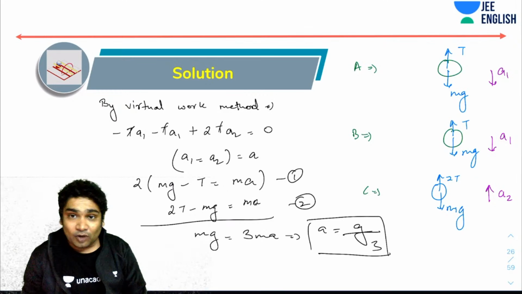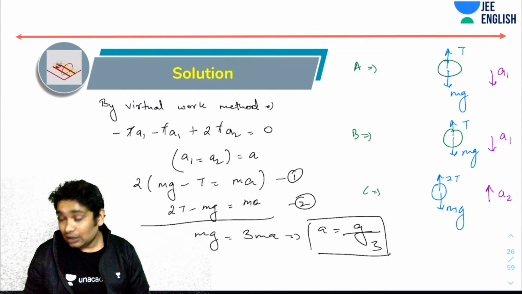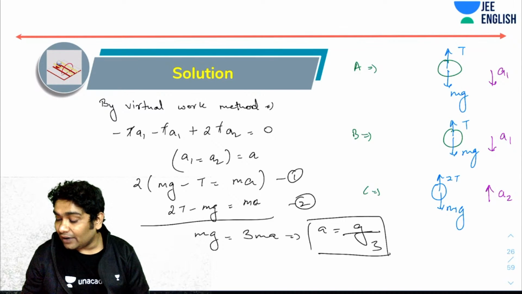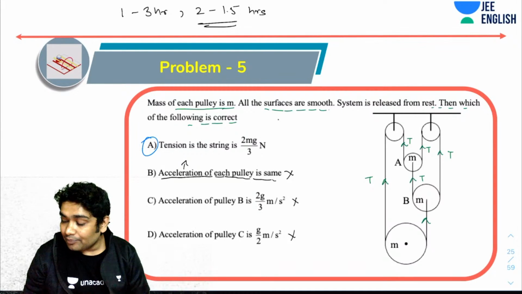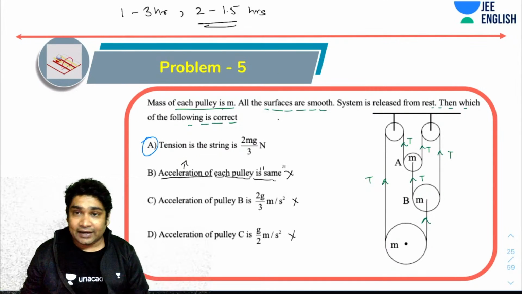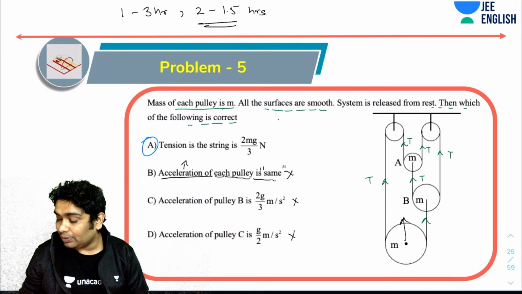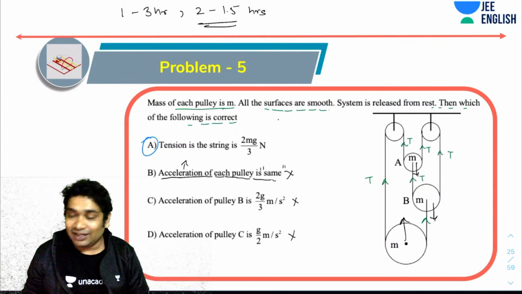Alright, so acceleration of all is g by 3. However, this option is still not correct. Why? Acceleration is a vector quantity. Acceleration is not same. The magnitude is same, but the acceleration of one is negative. So this guy is actually moving up and these two are moving down. So you cannot say that acceleration of all three are equal.